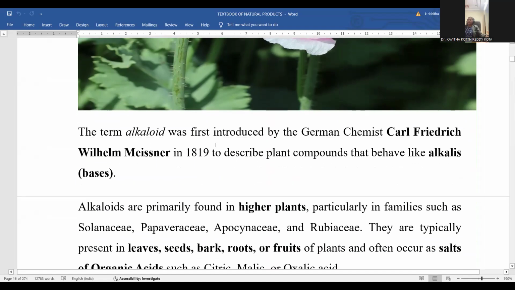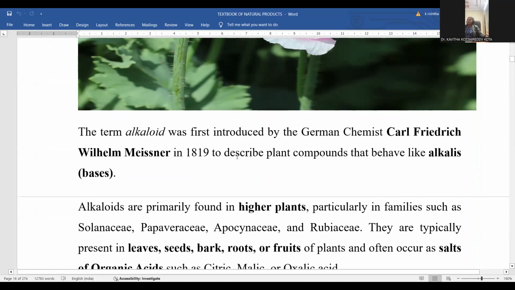The term alkaloid was first introduced by the German chemist Carl Friedrich Wilhelm Meissner. So this is the scientist who introduced the term alkaloids, right? Let me repeat once again: German chemist Carl Friedrich Wilhelm Meissner, 1819. In the year 1819, alkaloid chemistry was introduced, and they are extracted from plant origin.